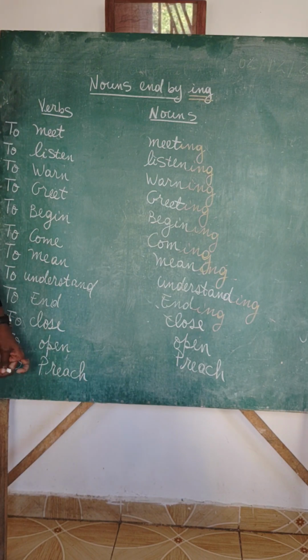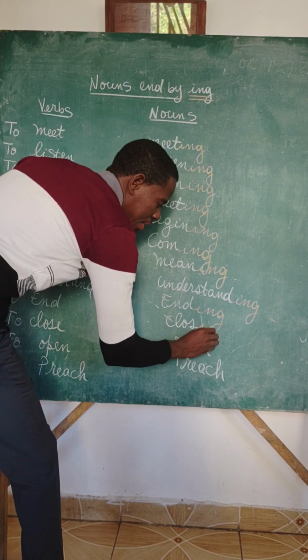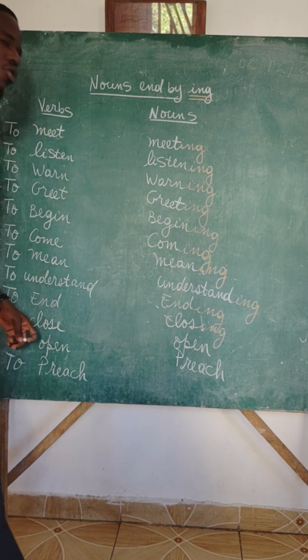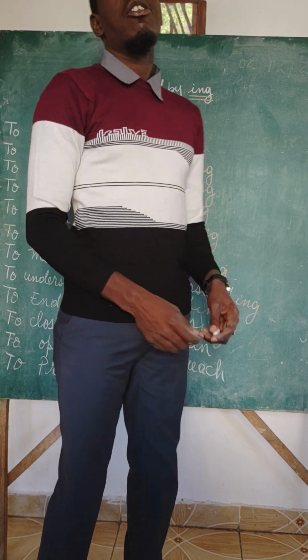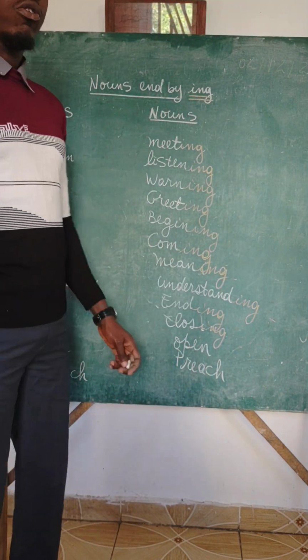To close is a verb. To close, verb. And the noun, I drop the e again, and I add ing. Closing. To close, closing. Don't forget to close the door.